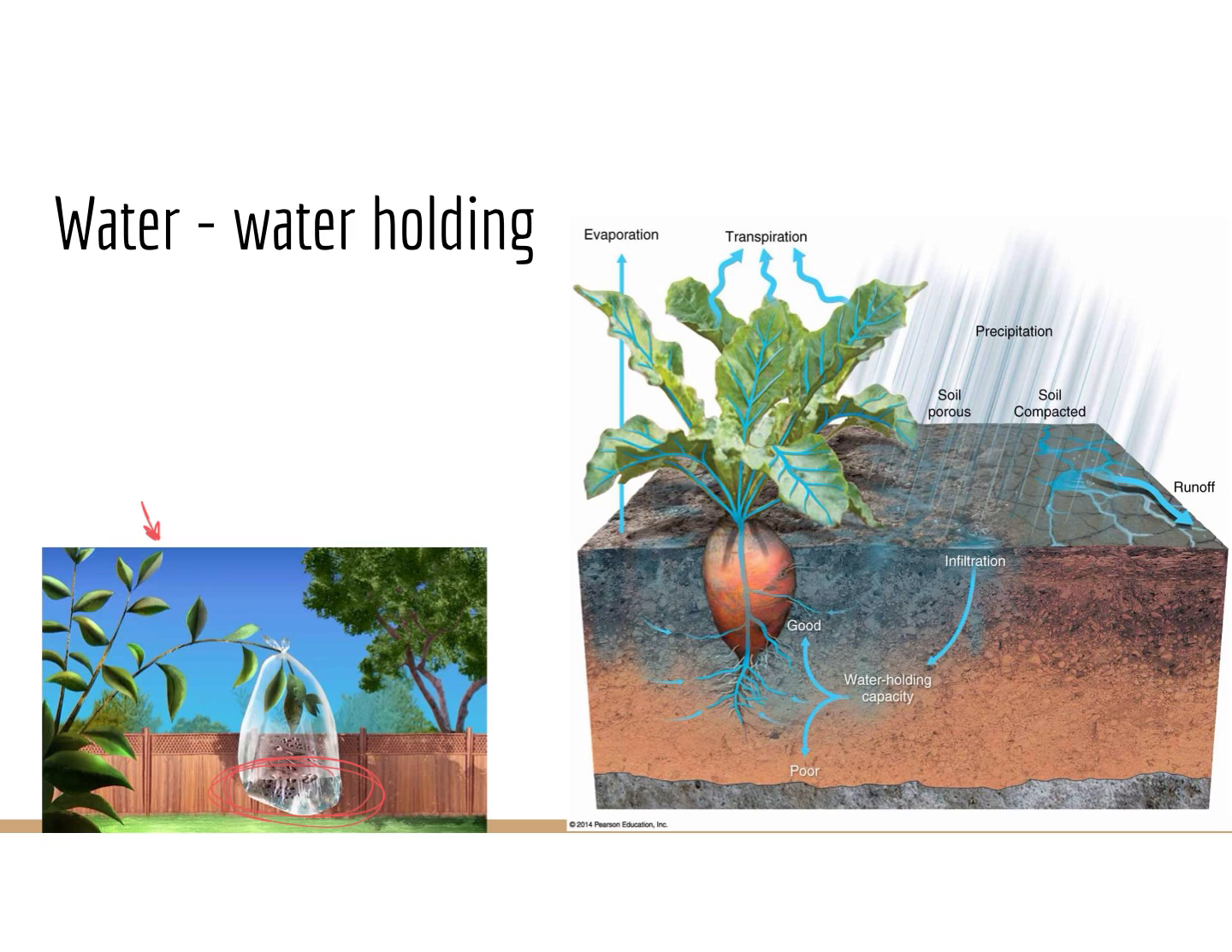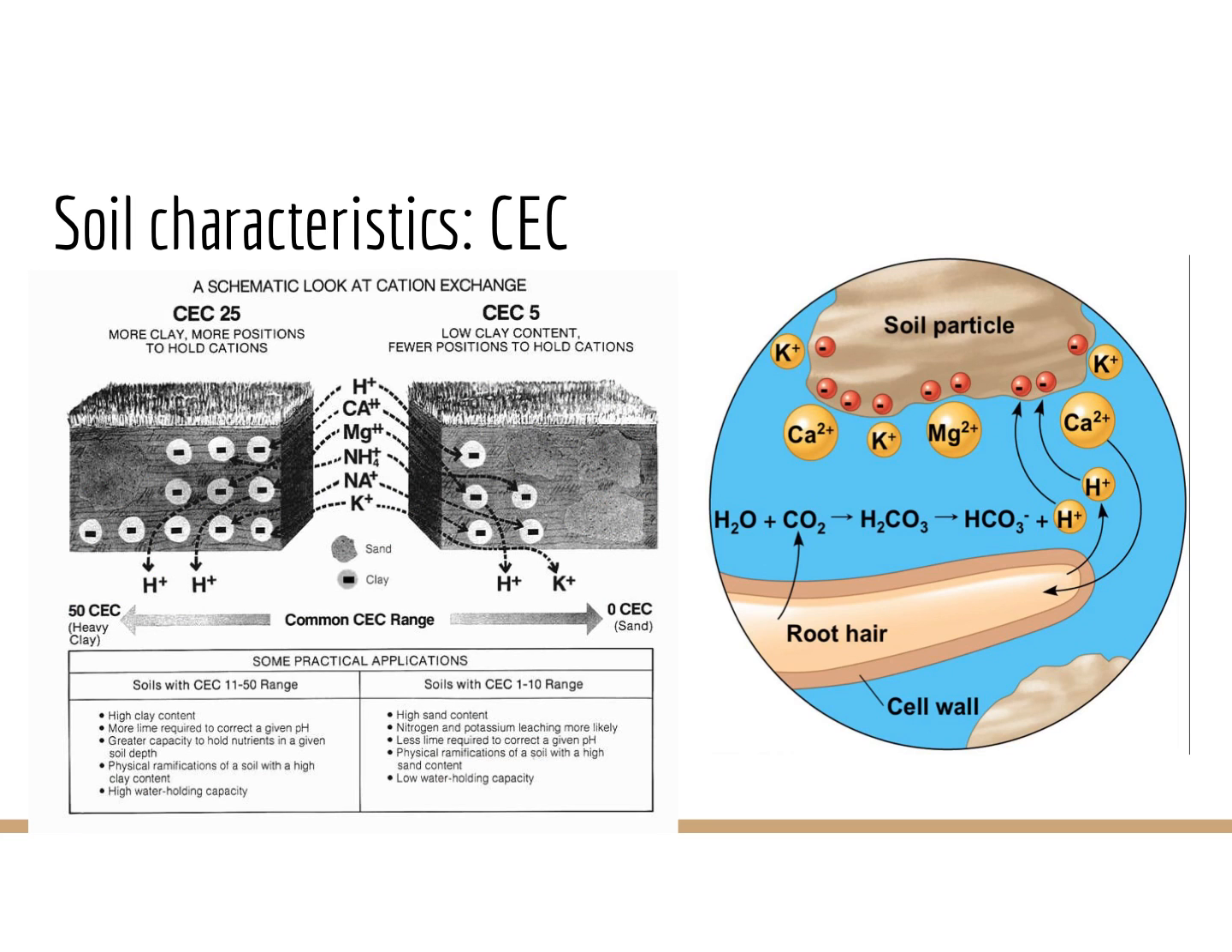So now we're getting into some more chemical properties of soil, chemical characteristics, and the first is CEC, which is actually related to the proportion of clay in the soil. So CEC stands for cation exchange capacity.